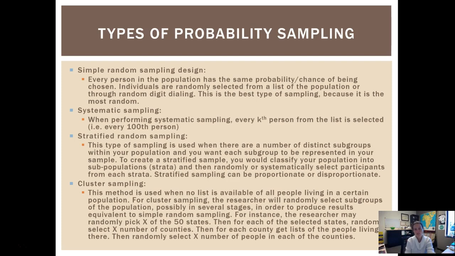Or you could make it disproportionate, in which case you would just say, I'm going to make sure that 50% of my participants are men and 50% are women. So again, that's stratified random sampling. And then the last one here is cluster sampling.